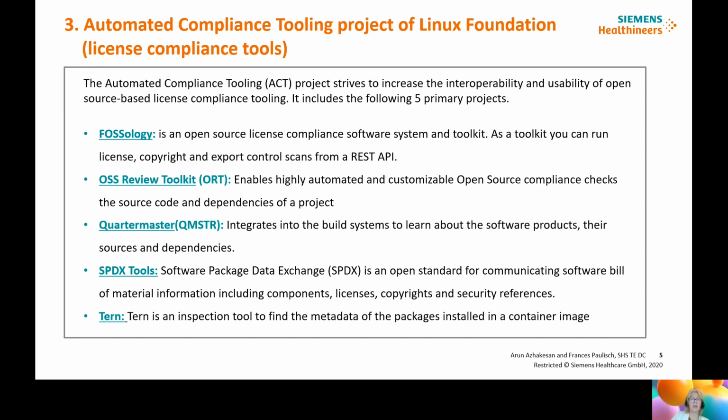So for example, the Fossology tool is one that is a license identification, a license scanner, and also scans for copyright and export control statements. The open source review toolkit is excellent, for example, at recognizing the dependencies of projects and checking the source code and analyzing those dependencies. And the quartermaster is also an important tool in this space. And the last one on the list, Tern, is also used for finding the metadata of packages that are installed.